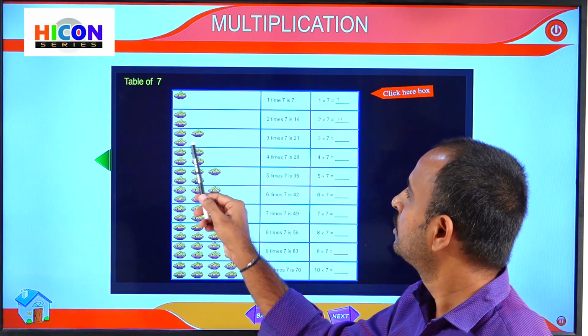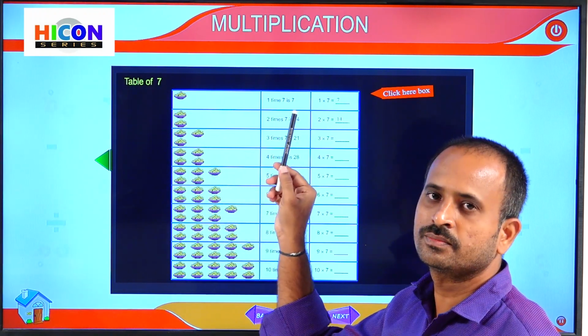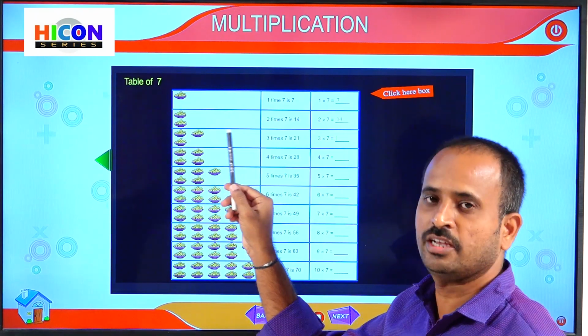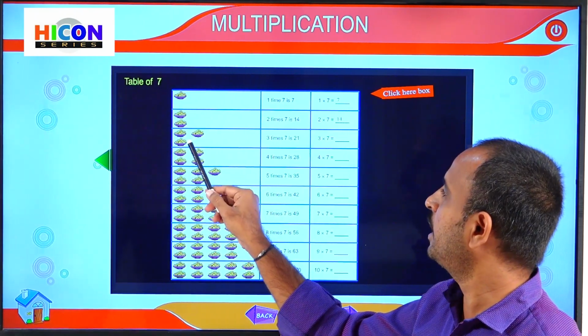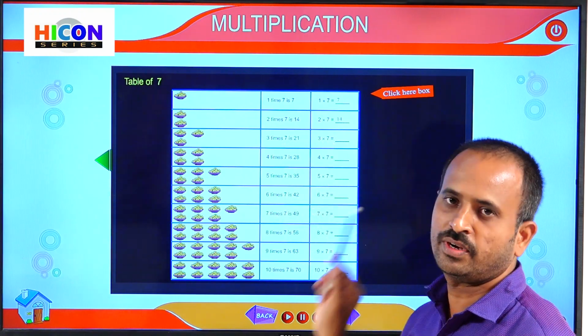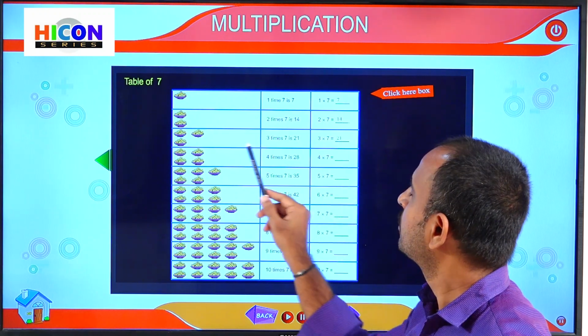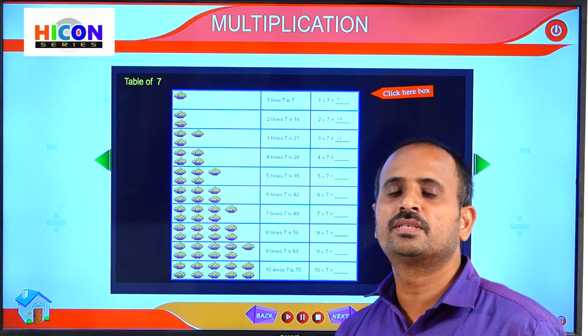See the third row. So how many groups of sweets are there? There are 3 groups and each group has 7 sweets. It can be written as 3 times 7 and also 3 into 7. That is 3 7 jar 21. So there are total 21 sweets.